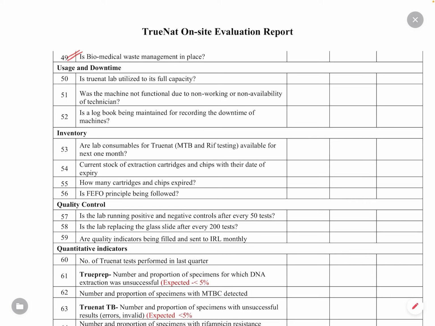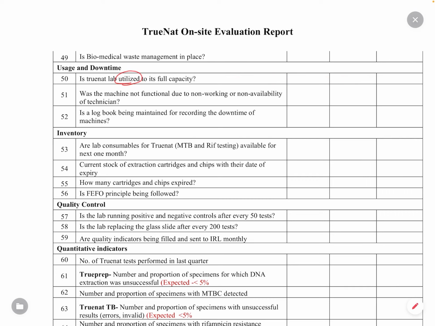Then usage and downtime. Okay, so is the TrueNat lab utilized to full capacity? Full capacity here means the UNO module can do at least 5 tests, Duo can do 10 tests, and Quattro can do 20 tests per day. So that is its capacity. In a working hour, an 8-hour cycle, these many tests it can do: UNO 5, Duo 10, and Quattro 20. So we see whether it is utilized to full capacity.